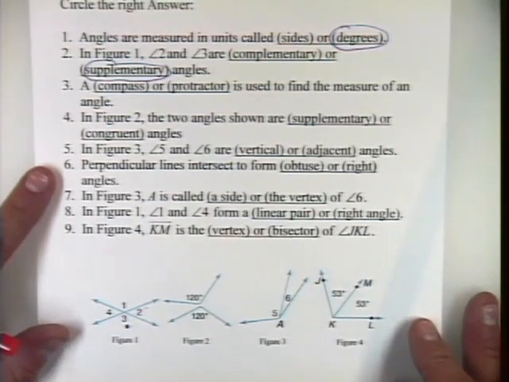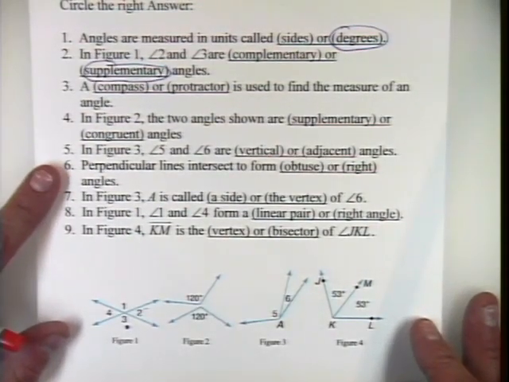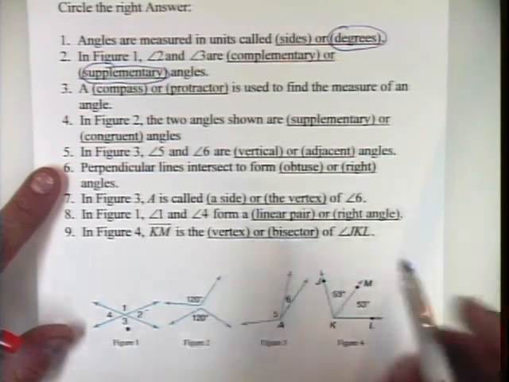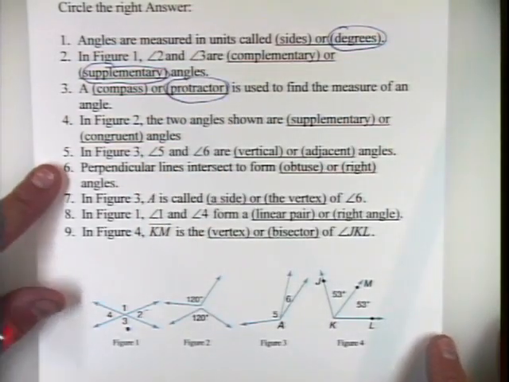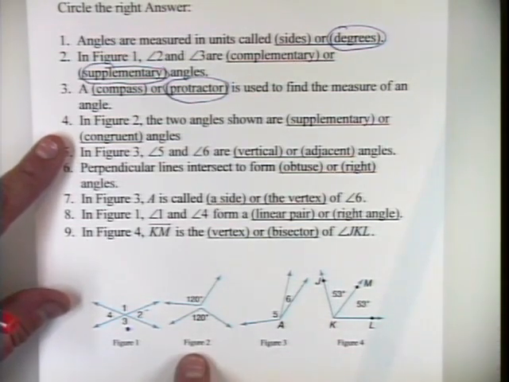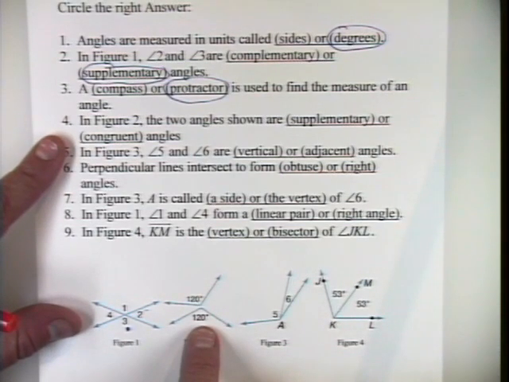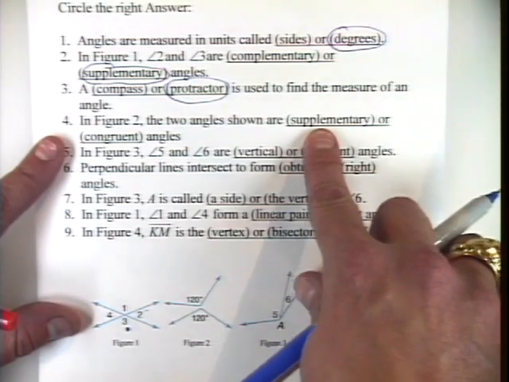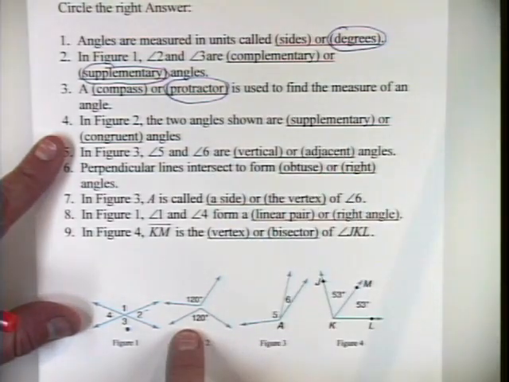Number 3, a compass or a protractor is used to find the measure of an angle. I haven't even said the word compass today. A protractor is the tool used to measure angles. In figure 2 below, the two angles shown are, let's see, one of them is 120 and the other one's 120. Can they be supplementary? Do those add up to 180? No, they add to 240.